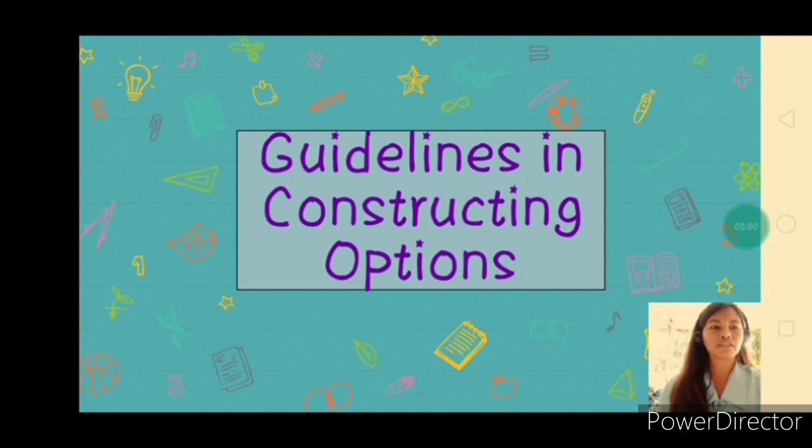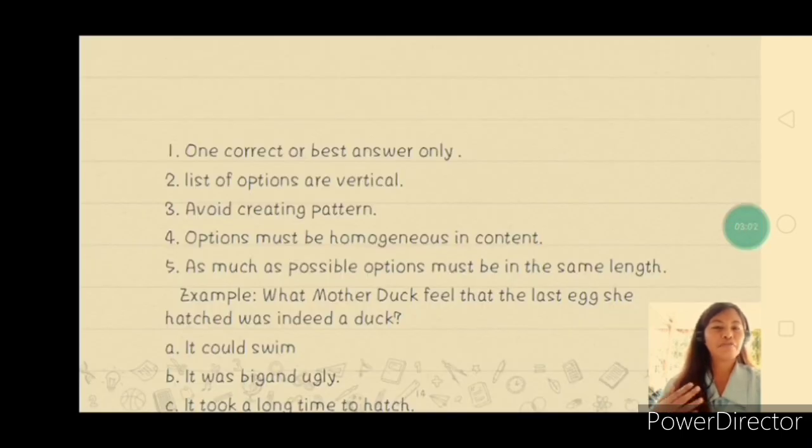Guidelines in constructing options. First, one correct or best answer only. Second, the list of options is vertical. It should be written in a vertical form. Third, avoid creating a pattern. Fourth, options must be homogeneous in content. Fifth, as much as possible, options must be of the same length.